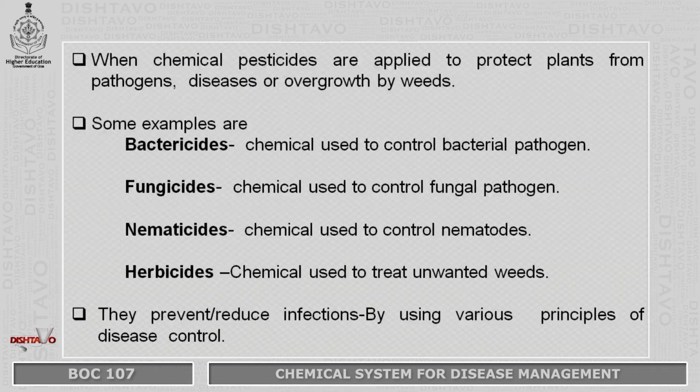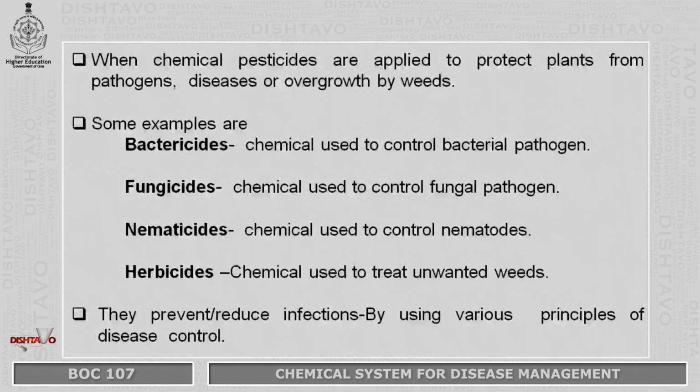Now, based on nature of the chemical compound, they are classified as bactericides. Now, this chemical compound is used to control the bacterial pathogen. Then we have fungicides. This chemical compound is used to control the fungal pathogen. Then we have nematicides. It is used to control nematodes. Herbicides. It is used to control weeds. They prevent or reduce the infection by using various principles of disease control.